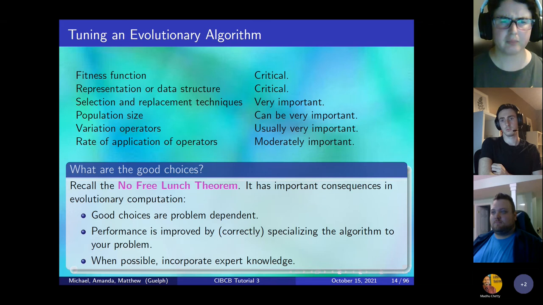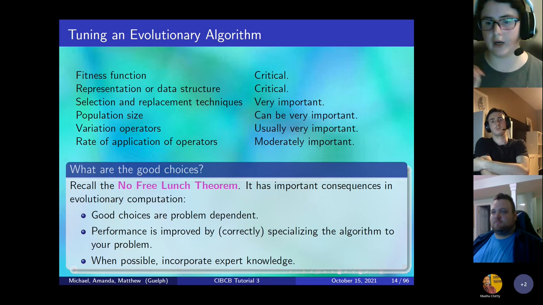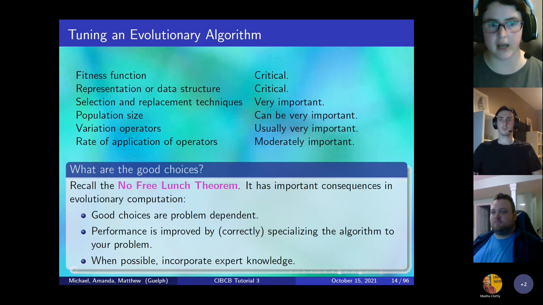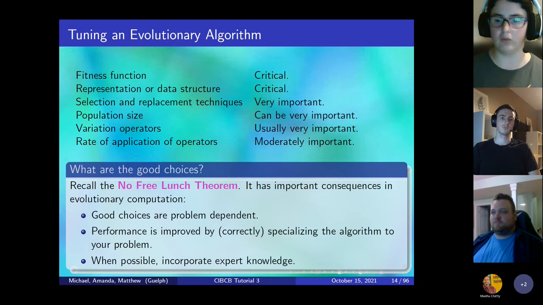Selection and replacement techniques are very important. The population size can be very important. There are certain test scenarios in which it's critical to have an appropriately sized population, and others where the success of the algorithm is less dependent on an appropriately selected population size. Variation operators are usually very important for most problems that you could be applying this technique to. And the rate of application of operators does play a role, but it's generally going to be one of the things that you try and tune later on in the process.